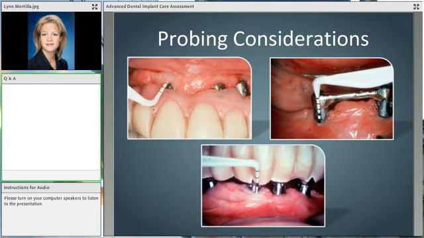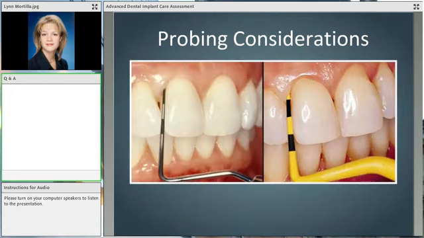If you look at the slide here, you'll see that probing technique is very important. Angulation is incredibly important because you want to probe parallel to the long axis of the implant, because that is how you are going to get the most reliable reading. Now, if you look here, the parallelism is incredible. You can also see the visibility differences between these two probes.